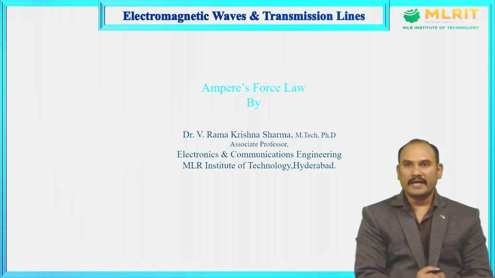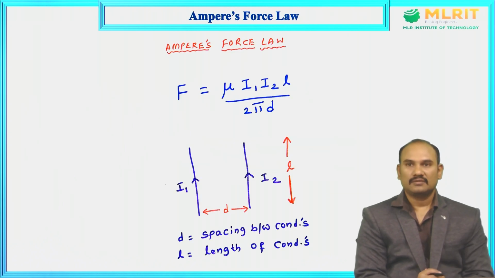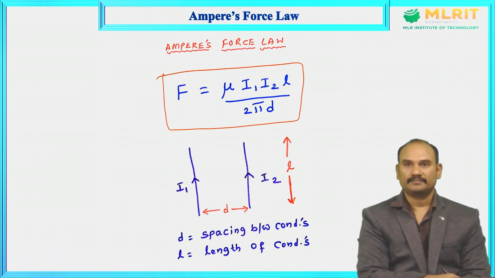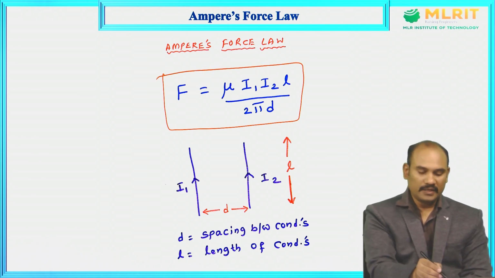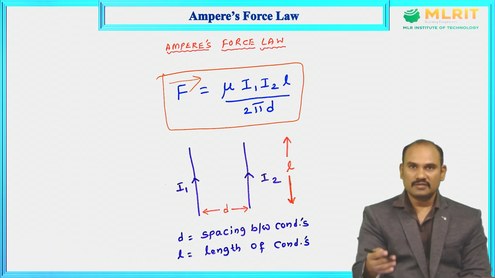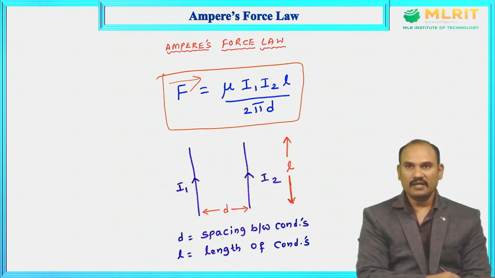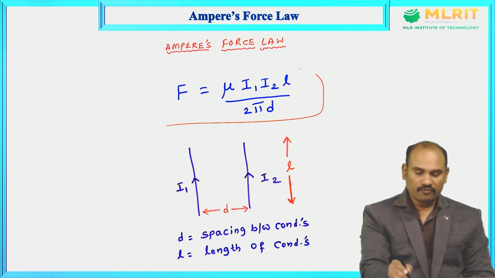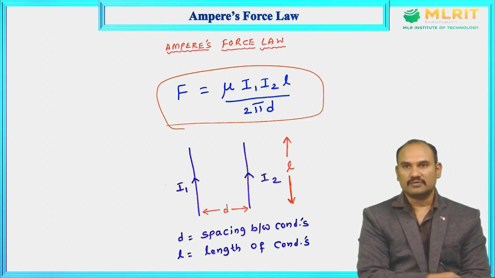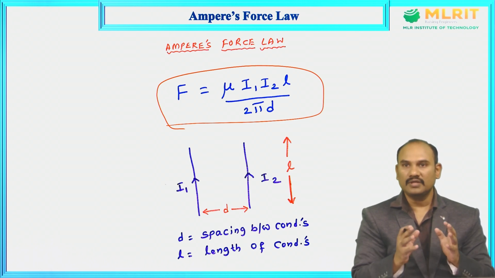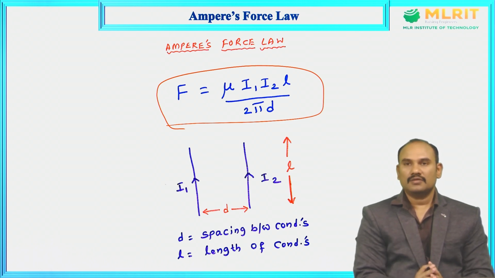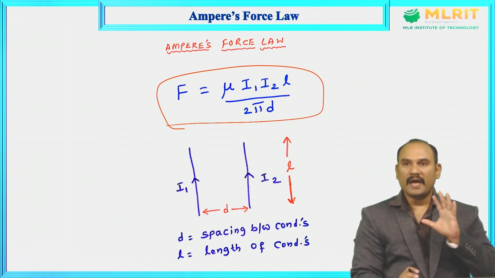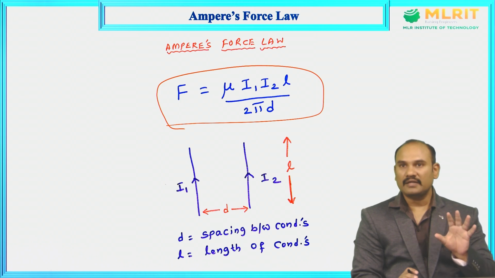Now, moving on to the actual discussion. This is the expression for Ampere's force law. Force is a vector, but I did not keep any bar here. That we'll discuss subsequently in the same session. For the moment, just understand we are focusing on the strength of the magnetic force, or technically speaking, the magnitude of the magnetic force. So what does Ampere's force law deal with? Ampere's force law deals with the magnetic force existing between electric conductors.